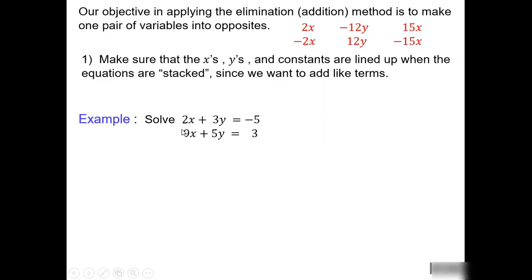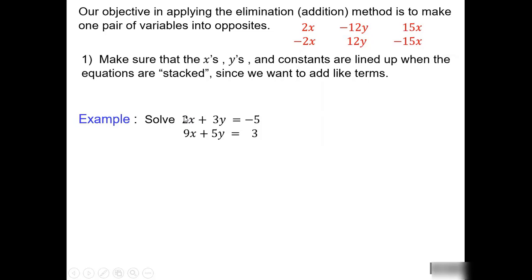Well, in general, unfortunately, with most systems of equations, we're not going to see opposites. But what we would like to have happen is that there are opposites in both of the equations. For instance, maybe the top equation has a 2x and the bottom equation has a negative 2x. Or maybe we see a negative 12y and a positive 12y. Or maybe a 15x and a negative 15x. So that's our goal, that's our objective. But when you take a look at any system of equations, we're not automatically going to have opposites.